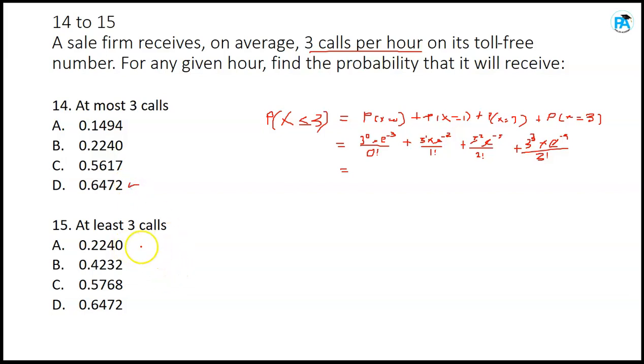Okay. Then let's go to 15. 15 says at least 3 calls. At least 3 calls means what? X is greater than or equal to 3. And when something is greater than or equal to 3, it means that X is exactly 3 going upwards. At least 3, meaning 3 is the minimum. So 3 upwards. X is exactly 3 going upwards, which you don't know.